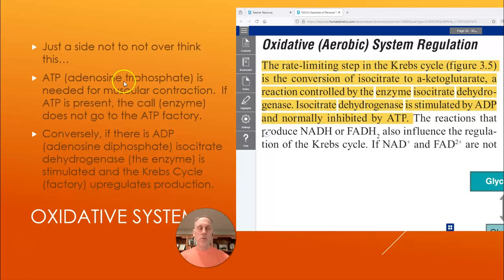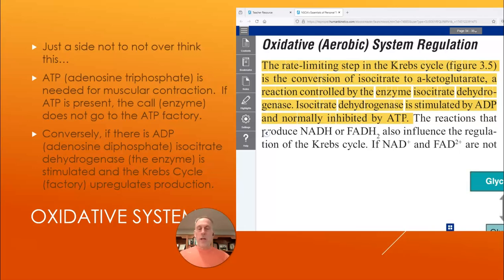So the big thing is, I don't want you to overthink this, right? When we start talking about this, and we talked about another slide where I'm like, don't overthink it. Just remember, ATP, adenosine triphosphate, is needed for muscular contraction. If ATP is present, the enzyme, the ACE, right, does not go to the factory. There is no call. We do not need to create ATP. If there's ADP, adenosine diphosphate, in the muscle, then you have isocitrate dehydrogenase. It's the enzyme that is stimulated, and the Krebs cycle factory upregulates production.